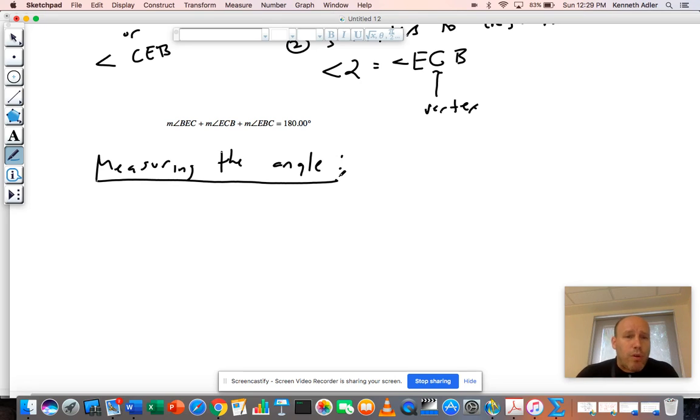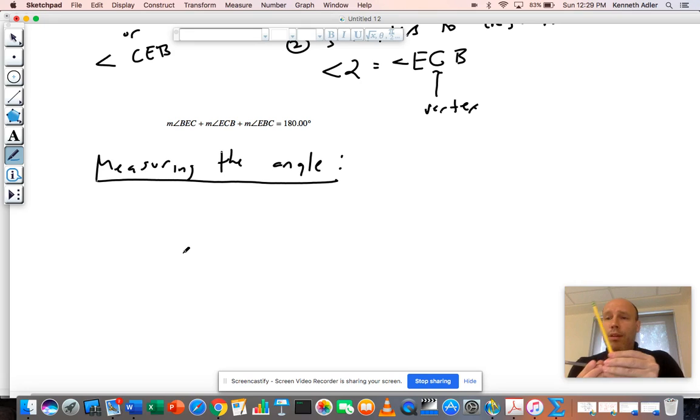Some of you are familiar. You go, oh, I know about right angles or straight angles or acute or obtuse. What exactly are we measuring? The idea is you have two rays, and you're measuring the rotation.